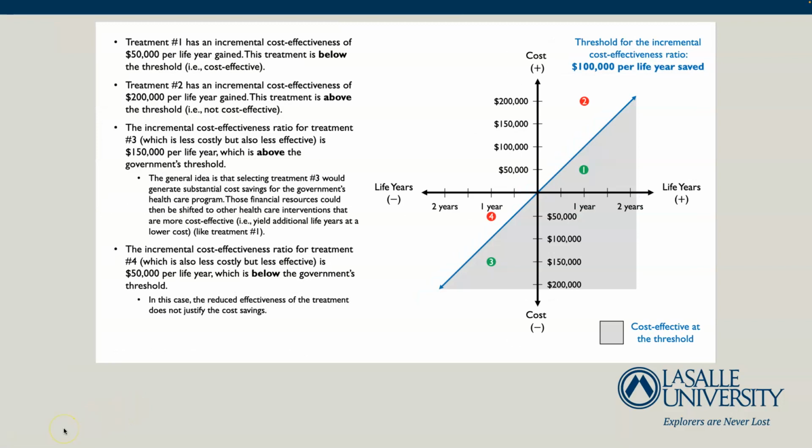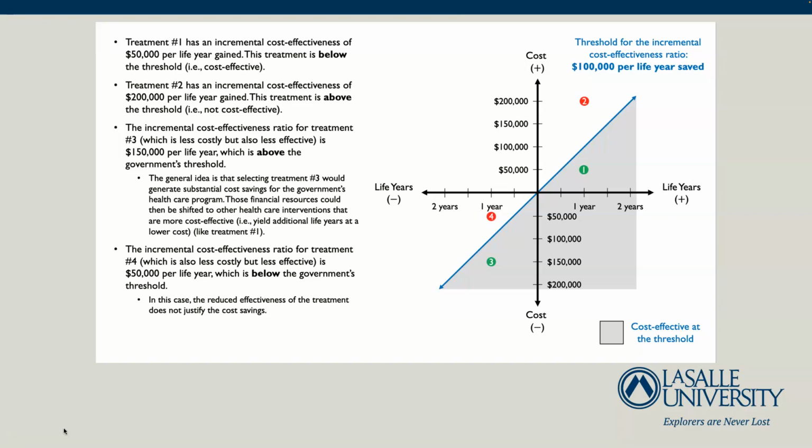So treatment number one, as shown here, has an incremental cost effectiveness of $50,000 per life year gained, and that treatment is below the threshold. So we would say it's cost effective. Treatment number two has an incremental cost effectiveness of $200,000 per life year gained, which is above the threshold. And so based on that threshold, we would say it's not cost effective.